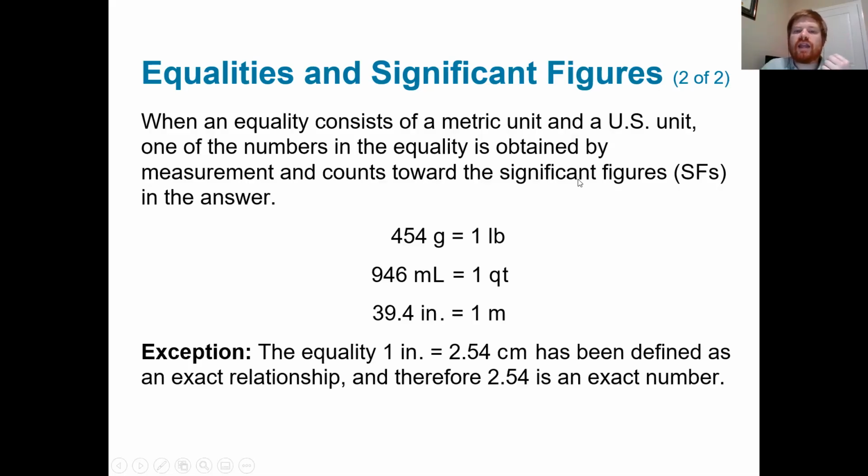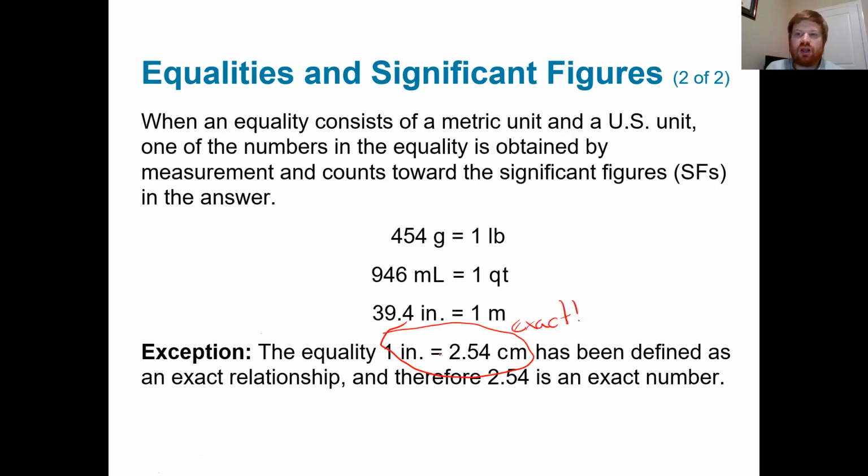Okay, so anytime that you're converting from a metric unit to a US unit, or more likely, vice versa, going from a US unit to a metric unit, the conversion factor is going to affect your significant figure count when we actually do the math behind it, with one very important exception, and that is this one: 1 inch equals 2.54 centimeters. In the evolution of the US units, 1 inch is now defined as 2.54 centimeters, so this is an exact conversion.